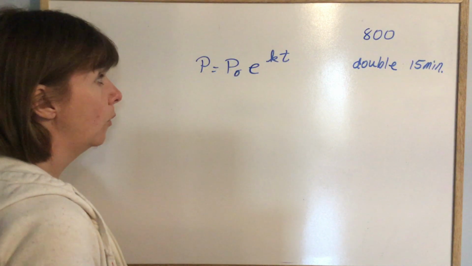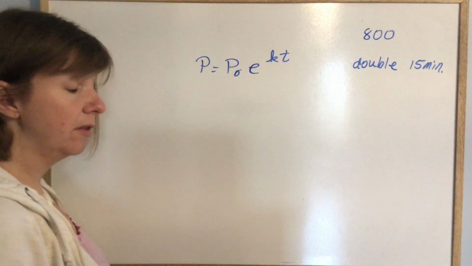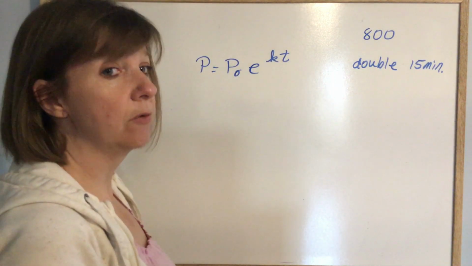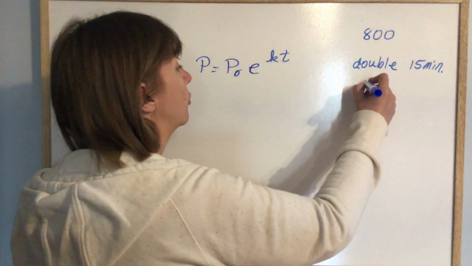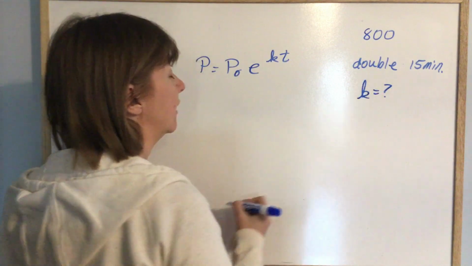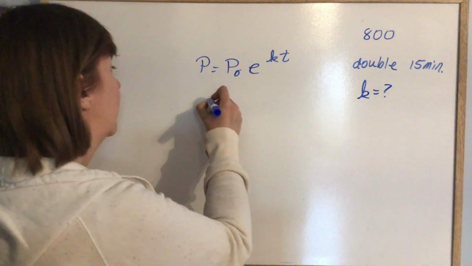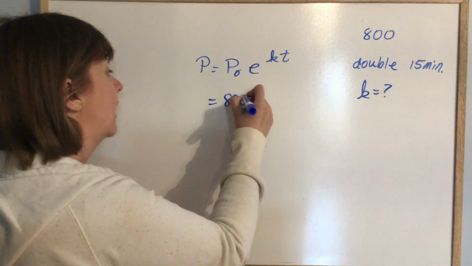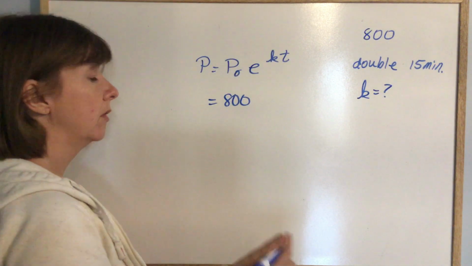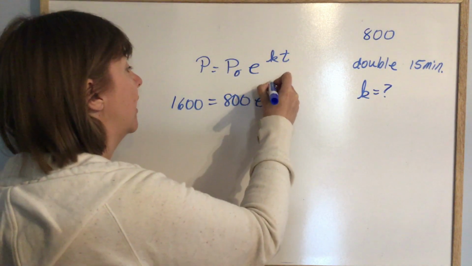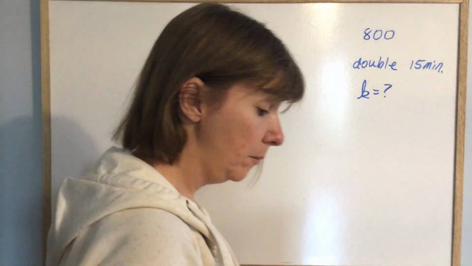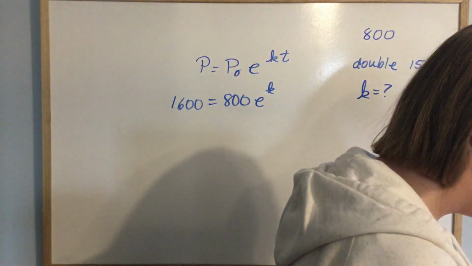Now, the reason why they have told us that seemingly useless piece of information is so that we can figure out what k is. So if we're starting with 800 and it doubles, that means we end up with 1600. And it does that in 15 minutes.